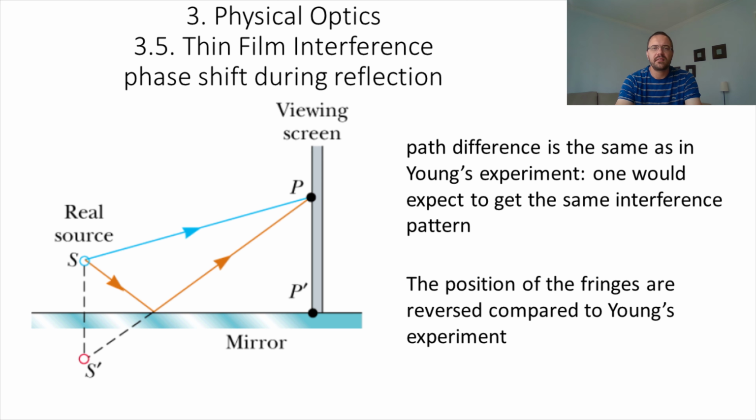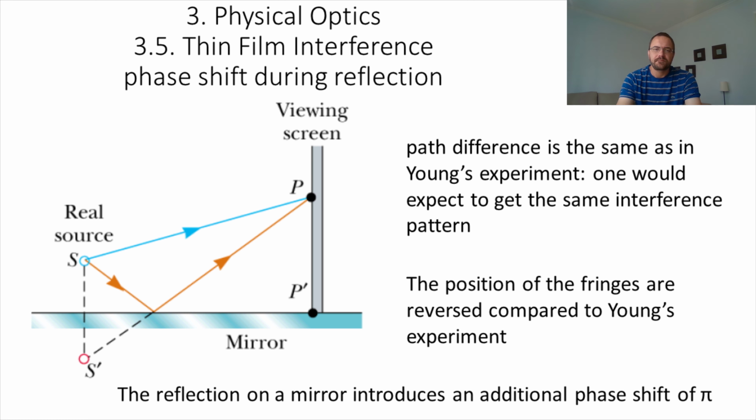And it turns out that the position of the fringes are reversed in this case. So when in Young's experiment there was a bright fringe, then with the mirror we have a dark fringe. And when there was a dark fringe in Young's experiment, now we have a bright fringe. And the reflection on a mirror, in fact, introduces an additional phase shift of pi. And so the electric field is shifted exactly so that a maximum is now corresponding to a minimum and vice versa.